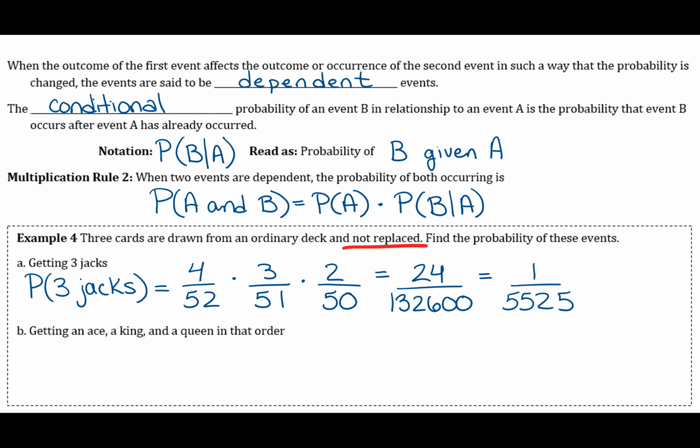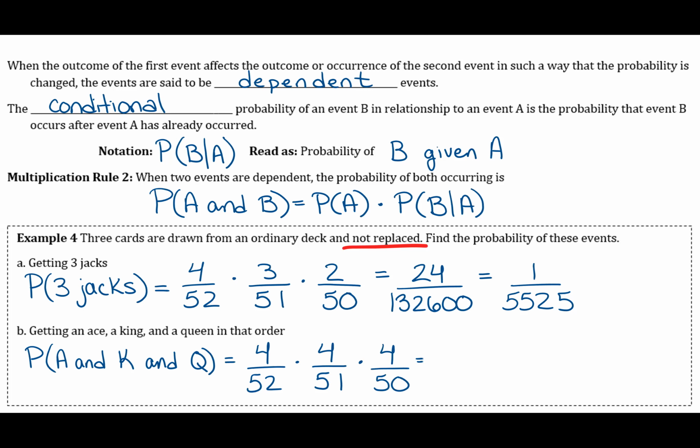And then it says, what is the probability of getting an ace, a king, and a queen in that order? So the probability of getting an ace is going to be 4 over 52. And then the probability of getting a king is going to be 4 over 51 because we haven't put that ace back in. We're still holding that ace. So there's only 51 cards to select from, but there are still 4 kings that we could pick. And then again, there are still 4 queens that we could pick, but now there's only 50 cards left in the deck. And so you get 64 over 132,600, which reduces to 8 over 16,575.